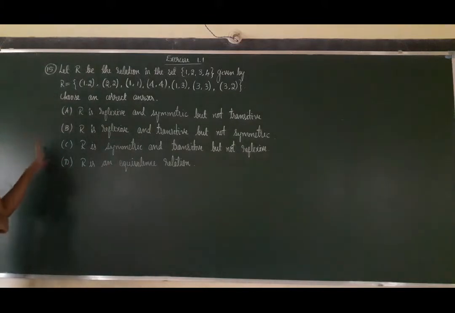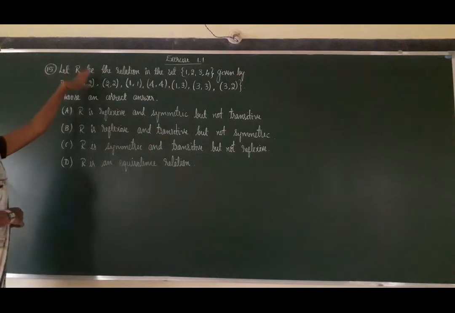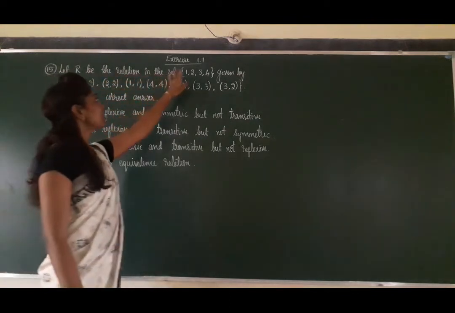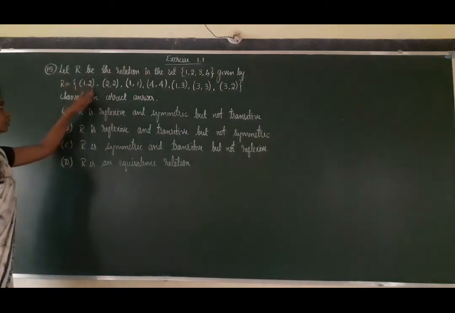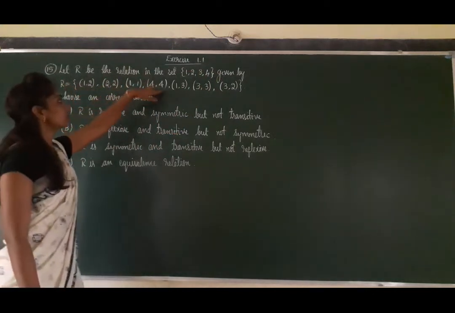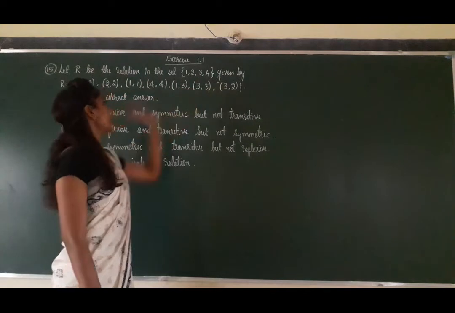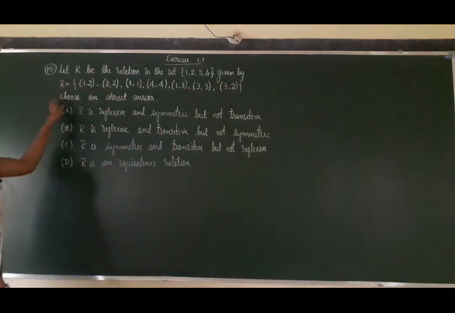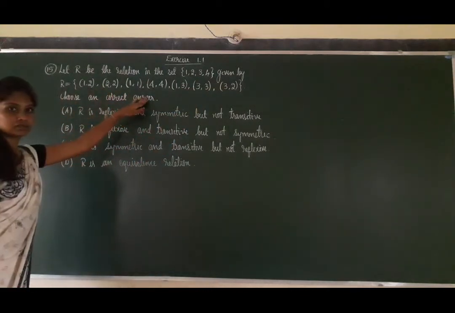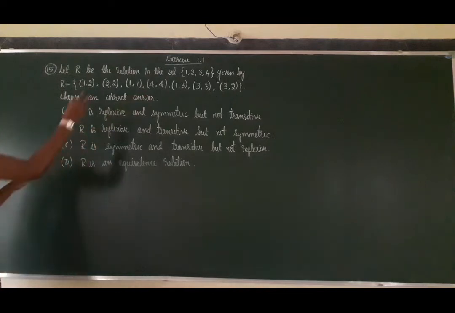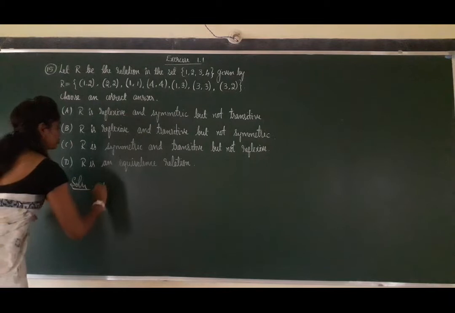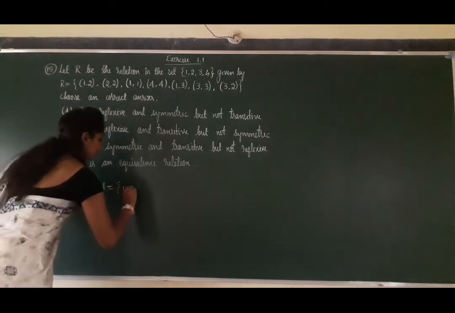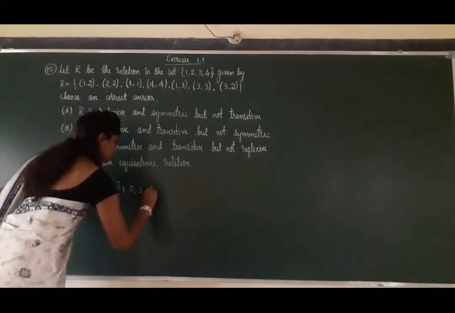The next question is a multiple choice question. Let R be the relation in the set {1, 2, 3, 4} given by R is equal to {(1,2), (2,2), (1,1), (4,4), (1,3), (3,3), (3,2)}. Choose the correct answer. Observe here, the set A is equal to the elements 1, 2, 3, 4.